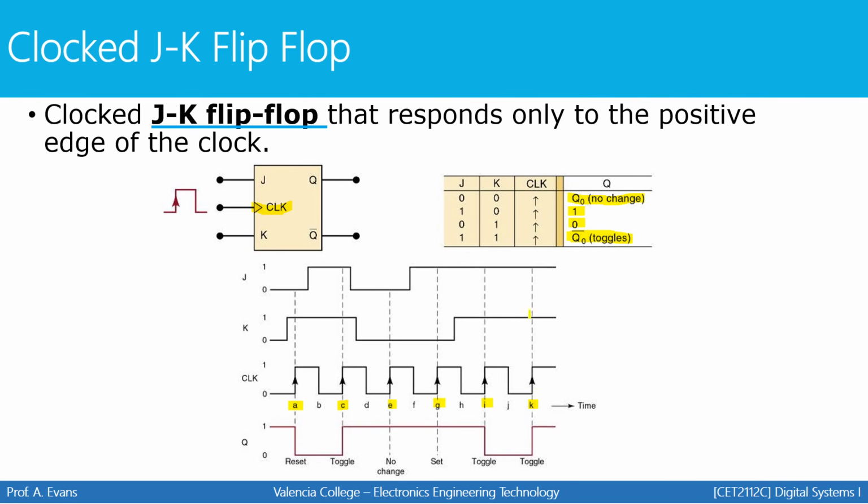At point K, we can see that J and K are still 1. That's another toggle. So we have a toggle here from 1 to 0. Another toggle would be from 0 to 1. And that's how we do the waveform for the JK flip-flop.